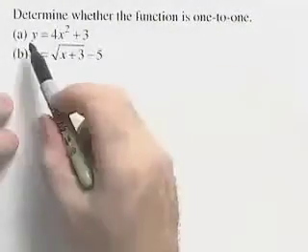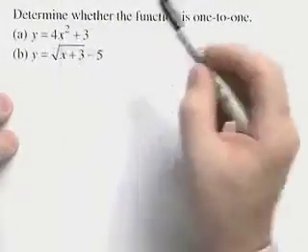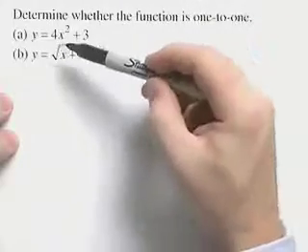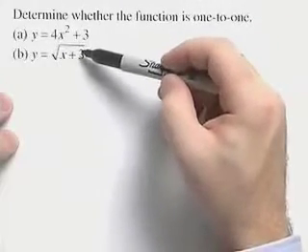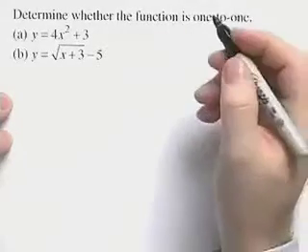For this problem, we're going to determine if a function is a one-to-one function. Here we have two functions. In A, we have the function y equals 4x squared plus 3, and in B, we have y equals the square root of x plus 3, and then minus 5. We're going to determine whether these functions are one-to-one.